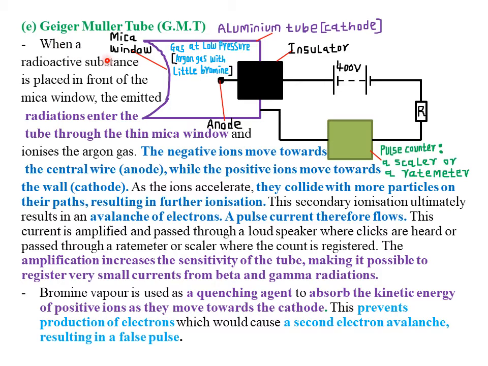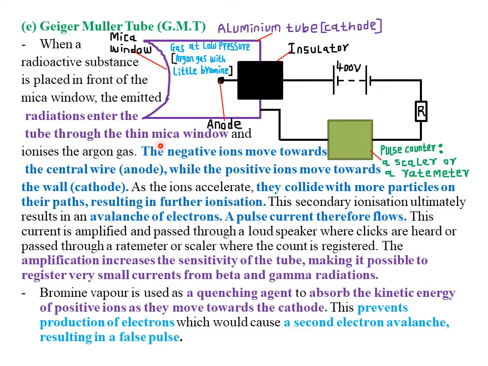So when a radioactive substance is placed in front of the mica window, the radioactive substance is going to emit radiations, that is the alpha particle, the beta particle, and the gamma rays. The emitted radiations enter the tube through the thin mica window. We said the mica window is usually very thin so as to allow easy penetration of the radiations into the aluminium tube, which is our cathode.